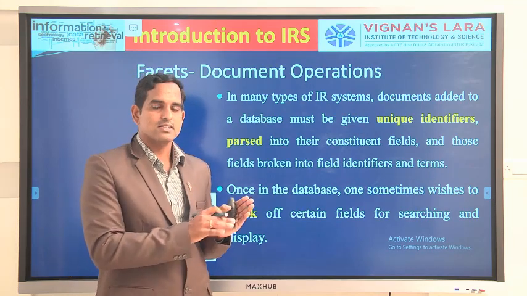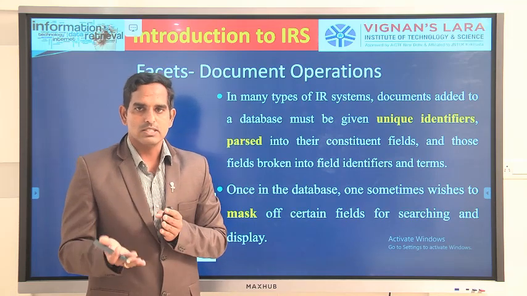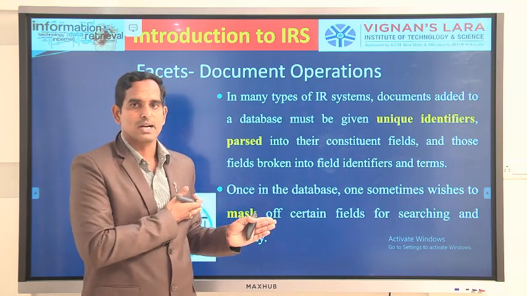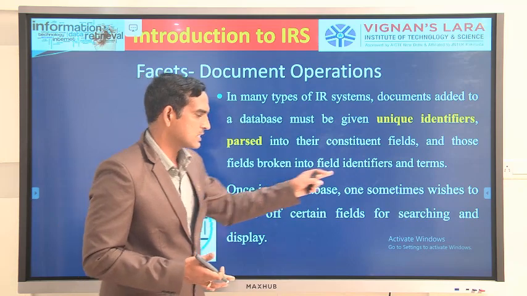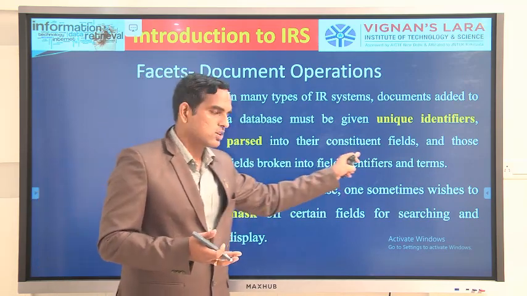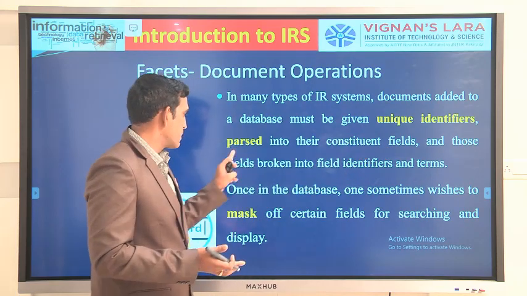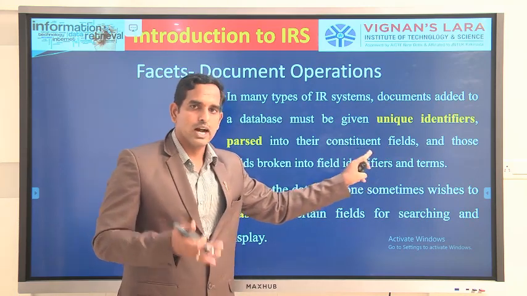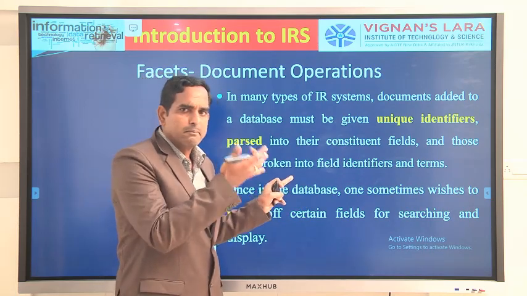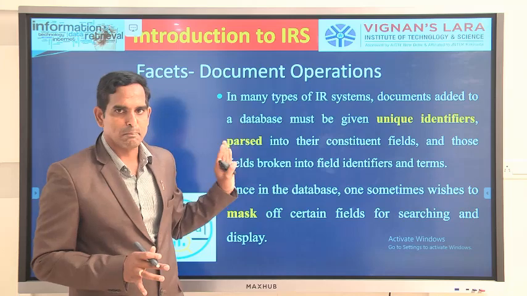Your IRS system will also be supporting parsing, though not all systems do. Some systems support the parsing part. This parsing part mainly involves taking your document and finding its constituent fields, that is, what fields are present in your document, breaking the document down into those fields, and giving identifiers to those fields also. That is the part of parsing.